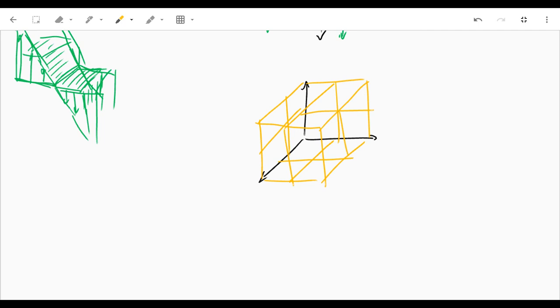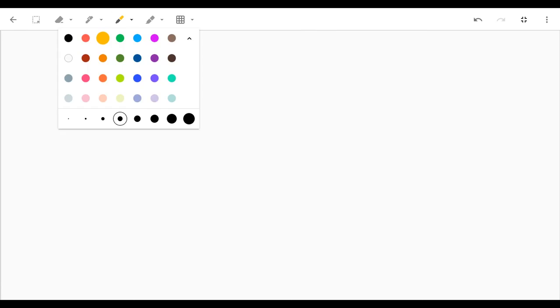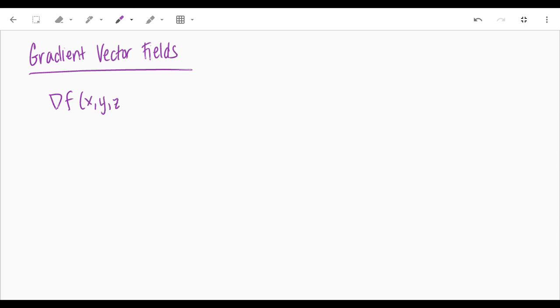Okay. Then the only thing we have to add to this, that's the basic idea here. We're going to add what's called gradient vector fields. So where we would draw in the gradients. Okay. So your gradient in any direction. Okay, so your partial in x, whatever that is, a function of x, y.